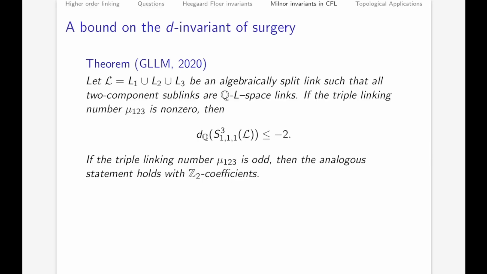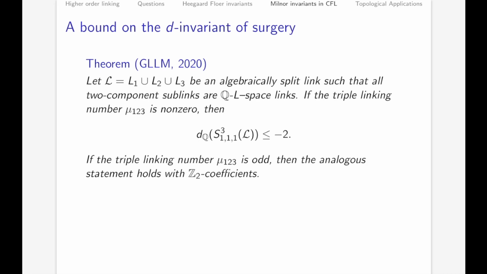Let's say we have our algebraically split link L, and we assume that all two-component sublinks are Q L-space links. If the triple linking number is non-zero, then the d-invariant is bounded away from 0. In particular, the d-invariant of (1,1,1) surgery is less than or equal to minus 2. Also, if the triple linking number is odd, we can make an analogous statement with Z/2 coefficients.